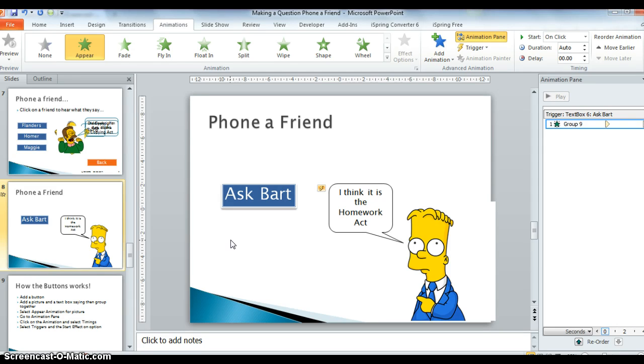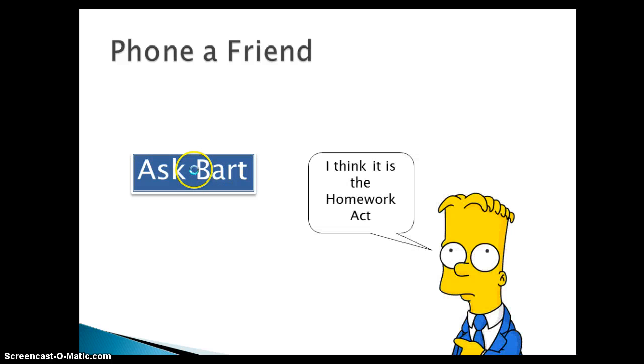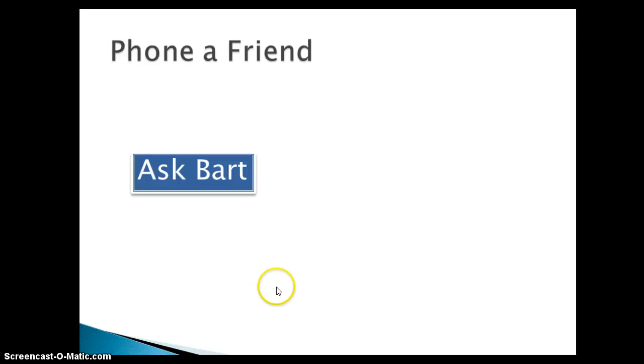Let's try it out. Shift and F5. There's no Bart. Let's move my mouse over the button. You can see it turns into a little hand. Press it, and press it again, and Bart disappears.